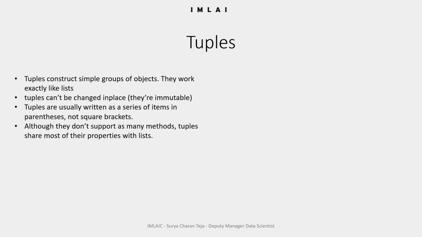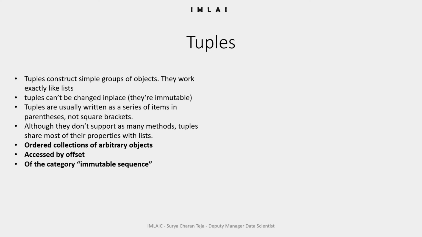Now, like lists, a tuple is also an ordered collection of arbitrary objects. It can also be accessed by offset. These are immutable sequences, the major difference from the list. One more important difference is that a tuple is fixed length, whereas a list is variable. List and dictionary are variable.